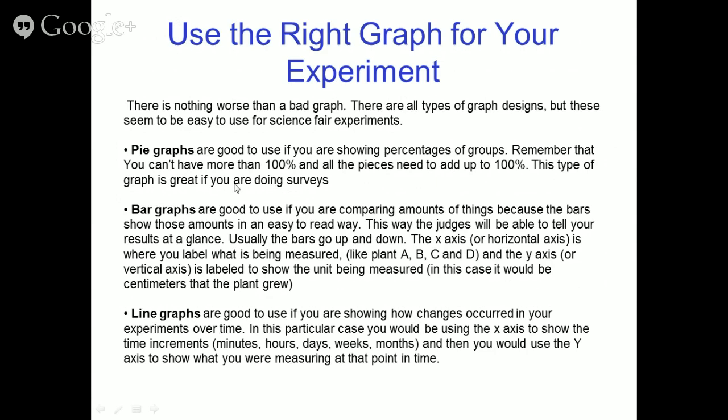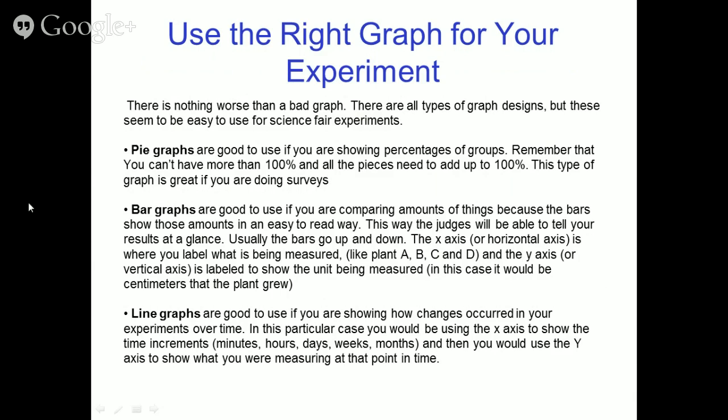This type of graph is great if you are doing surveys. Surveys are something you could add to your experiment. Bar graphs are good to use if you are comparing amounts of things because the bars show those amounts in an easy-to-read way. This way, the judges will be able to tell your results at a glance. Usually the bars go up and down. The x-axis, or horizontal axis, is where you label what is being measured, like plant A, B, C, and D. And the y-axis, or vertical axis, is labeled to show the unit being measured. In this case, it would be centimeters that the plant grew.